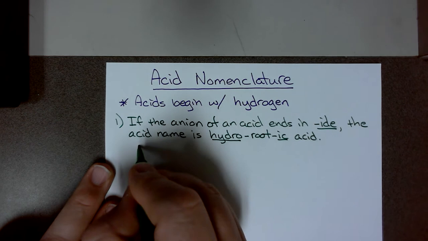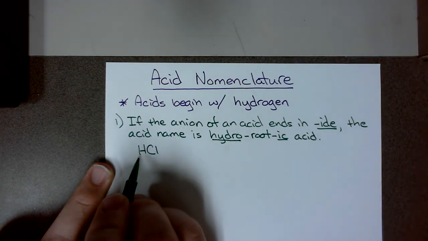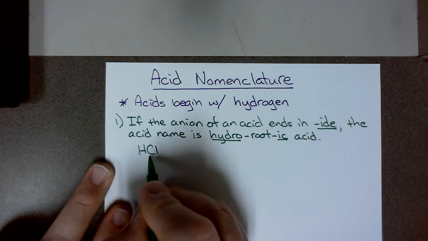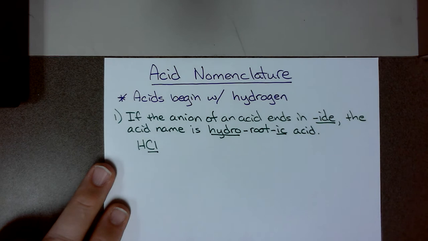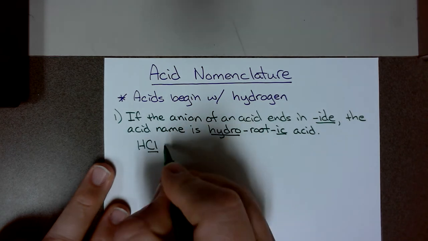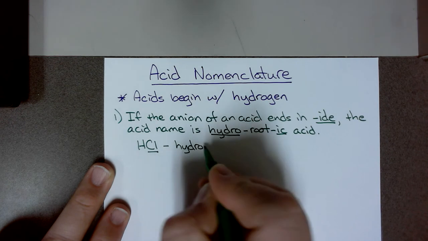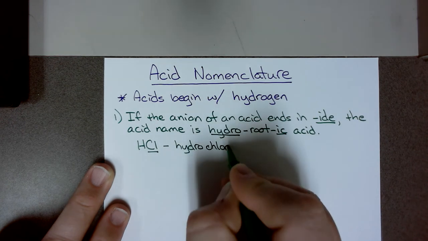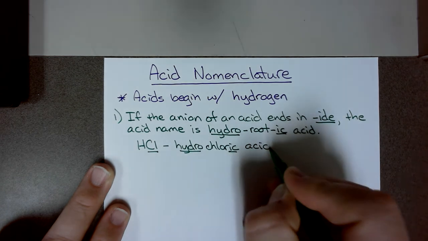Some examples: if I have HCl, we know it's an acid because it has H in the front, then that is a chloride ion. Remember, it's monatomic, so it's going to end in "ide", and chloride goes to hydro-ic, so that's going to be hydrochloric acid.